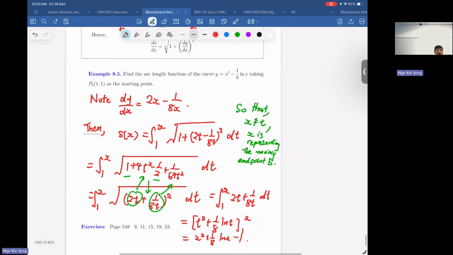So far, any question? That's why you learn all these integration methods, like trigonometric substitution. What you learn is to serve this kind of purpose. You are trying to compute the length of some curve, and then you involve some integration technique. Any question so far?